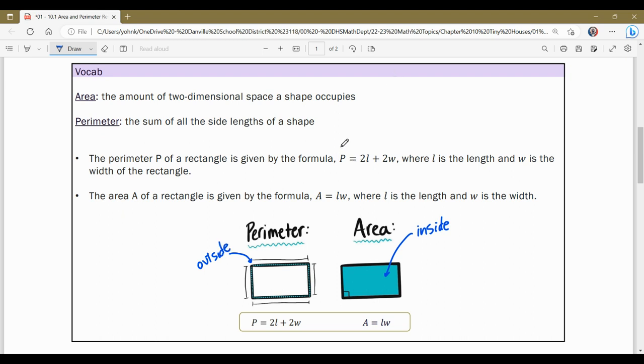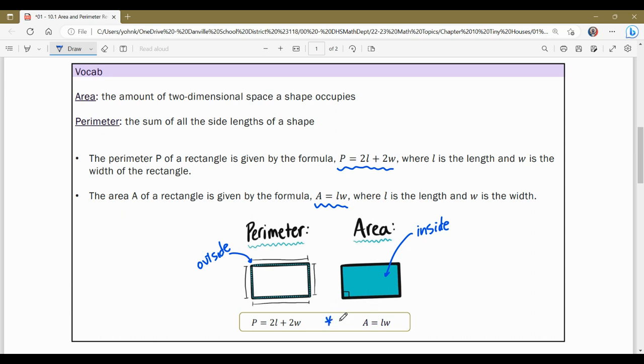There are formulas for perimeter and area. Perimeter is equal to 2 times the length plus 2 times the width. So if you know how long a rectangle is and how wide a rectangle is, you can multiply each of them by 2 and then add them together. The area of a rectangle is given by the formula A equals L times W, where L is the length and W is the width. So if you know how long a rectangle is and how wide a rectangle is, you can multiply them together and that's your area. So your formulas are right down here.